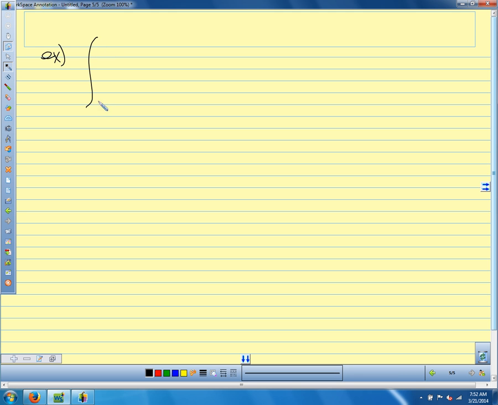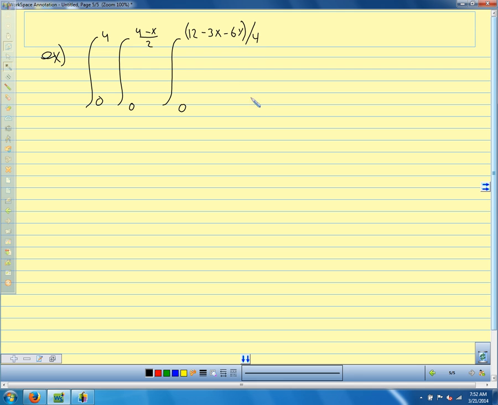So we have the integral from 0 to 4, integral from 0 to (4 minus x) over 2, and the integral from 0 to (12 minus 3x minus 6y) over 4. And we have dz, dy, dx. And we want to sketch the region.